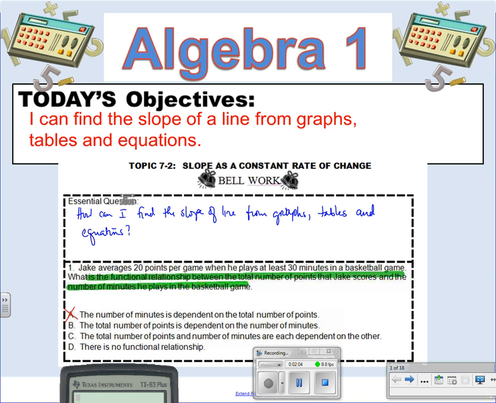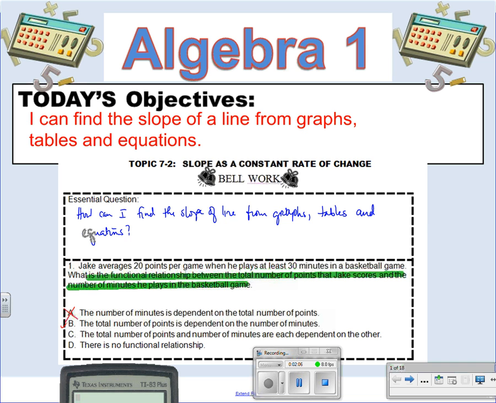Let's check the others. C. The total number of points and the number of minutes are each dependent on each other. So that means that the points depends on the minutes and the minutes also depends on the points. Well, in part A, we said the minutes cannot depend on anything. D says there is no functional relationship. Well, it asked us, what is the functional relationship? There is a relationship, and that relationship is B. The total number of points is dependent on the number of minutes.